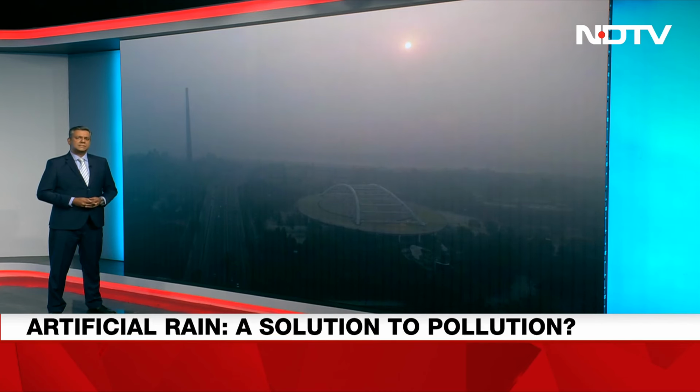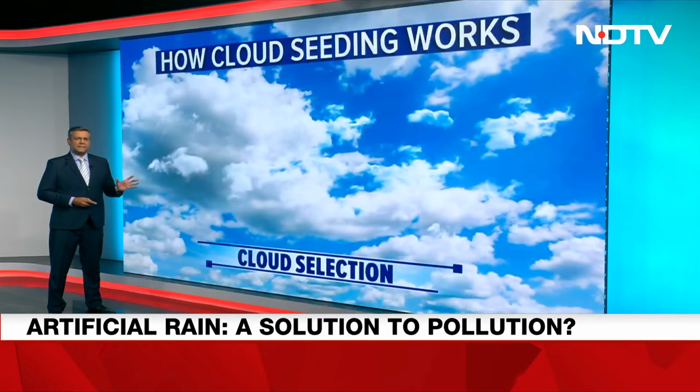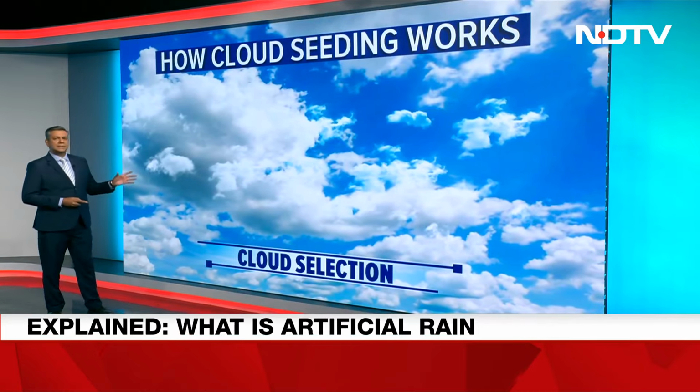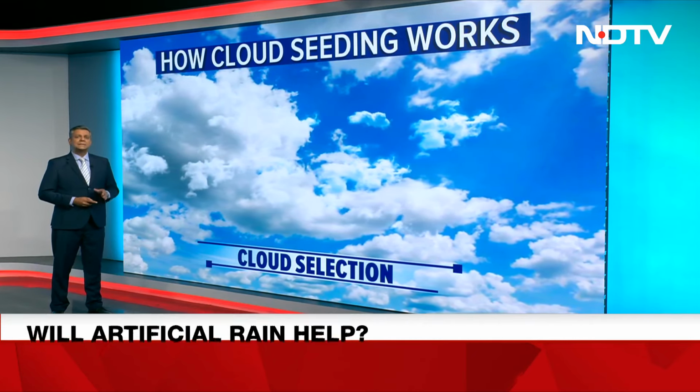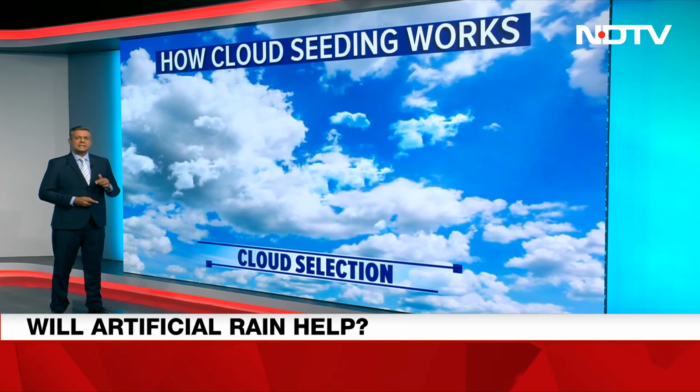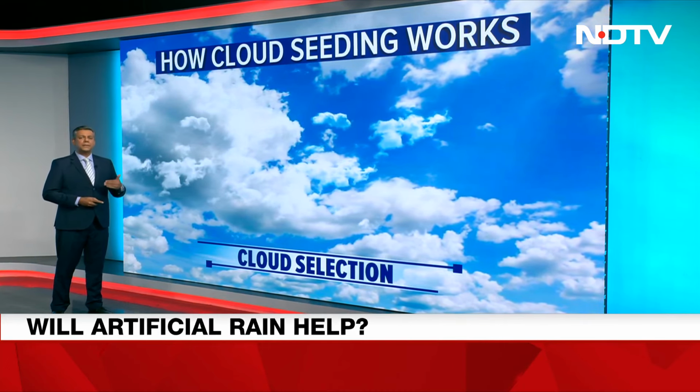Now, meteorologists first identify clouds that are suitable for seeding. So there is a cloud selection process. These clouds must have sufficient moisture but lack the necessary conditions to produce significant precipitation, like rain, on their own.